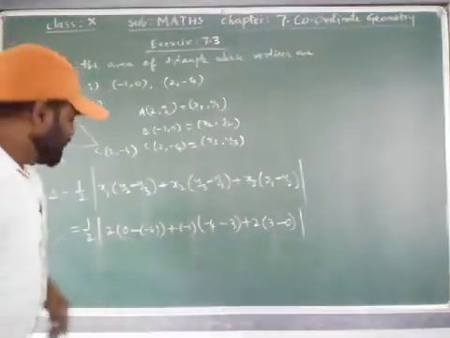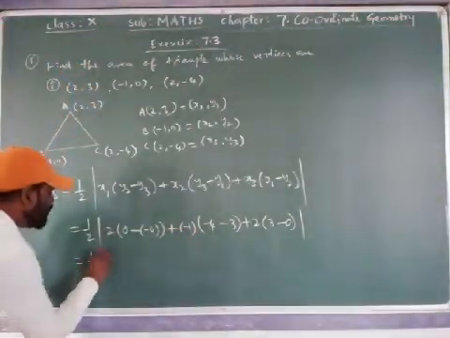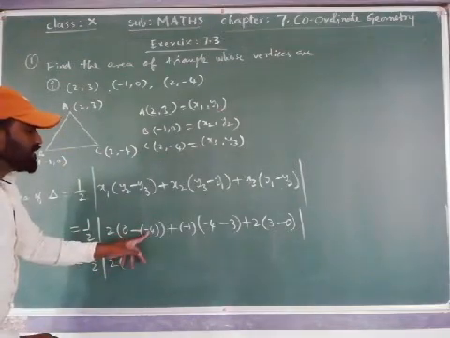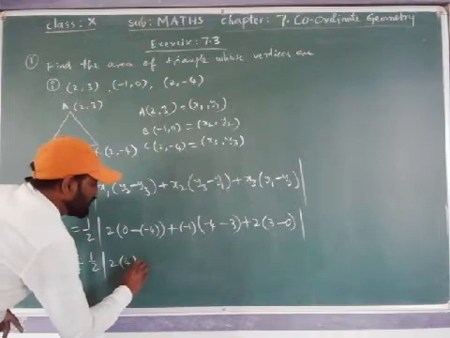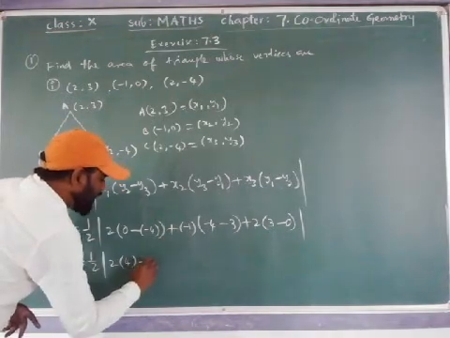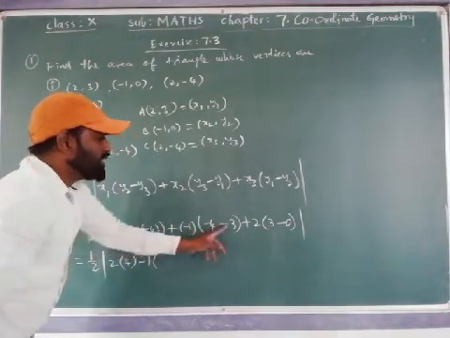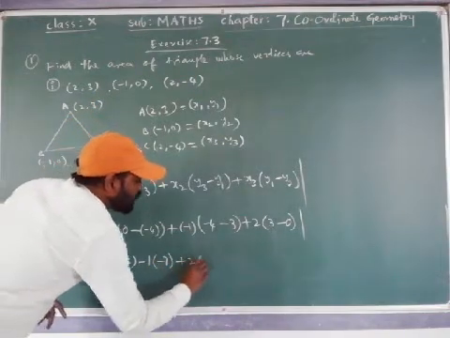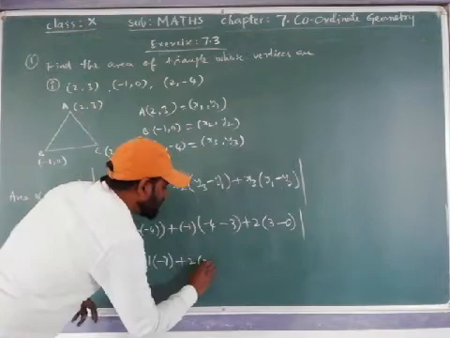Now simplify. 1 by 2 into, in the bracket, minus of minus it is plus 4. Again plus into minus it is minus. 1 into minus 4 minus 3 is minus 7. Again plus 2 into 3 minus 0 is 3.